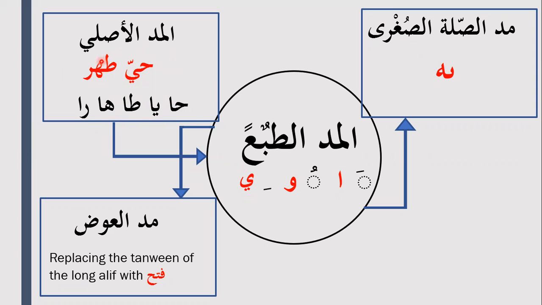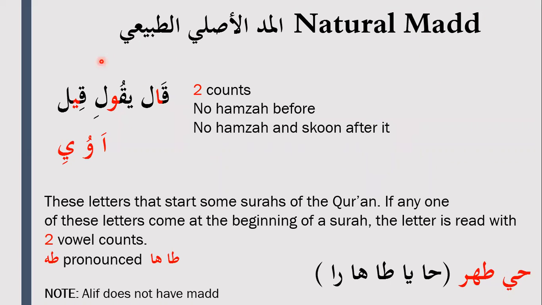So what is Mad al-Asli? If we look at this part of the section, it explains that these letters are those that start some of the surahs of the Quran. So they come at the beginning of the surah, like Yasin, Taha. When they come at the beginning of a surah, you read them with two counts, so two vowel counts.